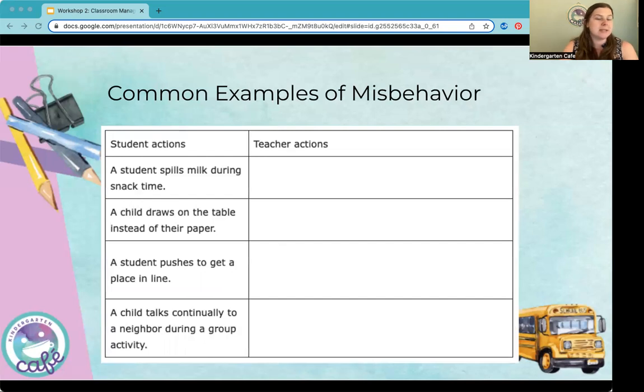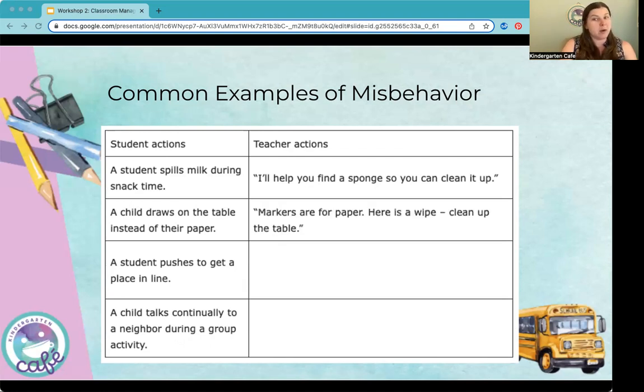I did want to just go through these quick examples because I think these are things that teachers see all the time, and how I would, in an ideal world, respond to them. So if a student spills milk during snack time, it's simply, I'll help you find a sponge and clean it up, or get some paper towels and clean it up. There's no need to be reactive. Mistakes happen, go clean it up. A child draws on the table instead of the paper, which happens all the time. Markers are for paper. Here's a wipe, clean up the table, right? So they can repair the damage that they did when they misbehaved.